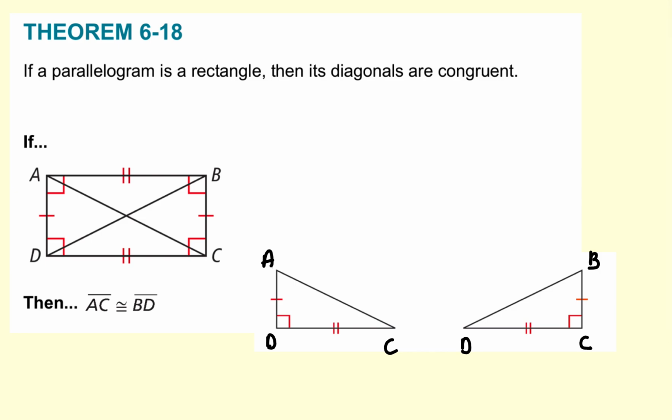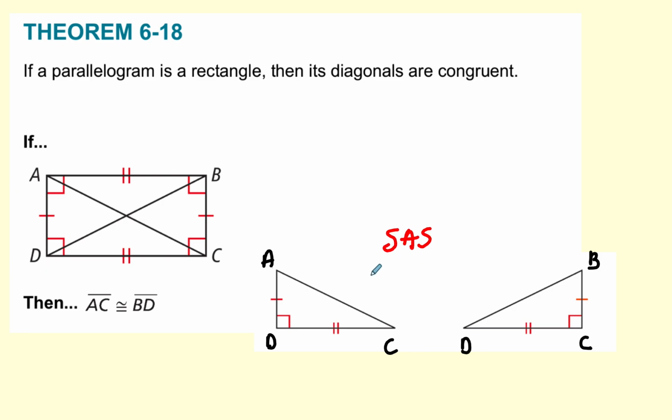Now let's take a look at a rectangle. A rectangle has 4 right angles, and we know that since it's a parallelogram, opposite sides are congruent. I'm going to take this triangle and this triangle. They're overlapping triangles, and I notice these two triangles are congruent by side angle side.